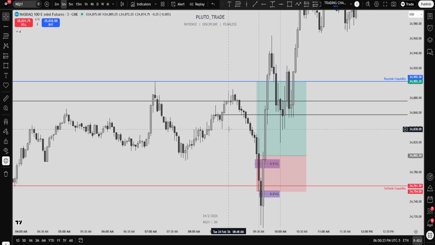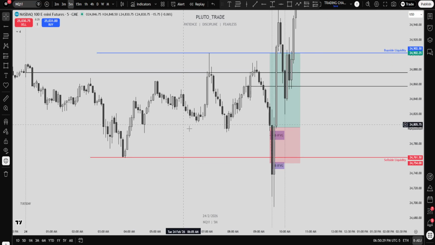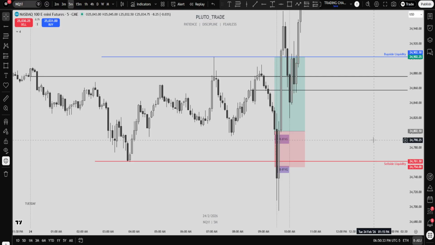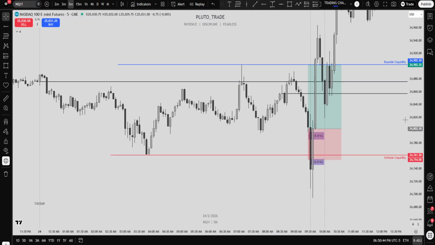Mind you, it works with or without bias, because all you need is to know where the draw on liquidity is. That's all you need to know, where the market's gonna go, and you just target the opposite liquidity for your take profit. So you don't have to have a bias every day. You just need to know where it's gonna go. That's the main idea with this. It's very, very, very consistent.